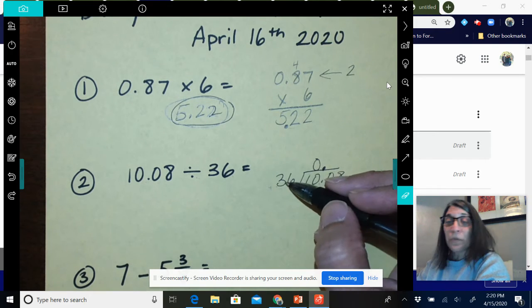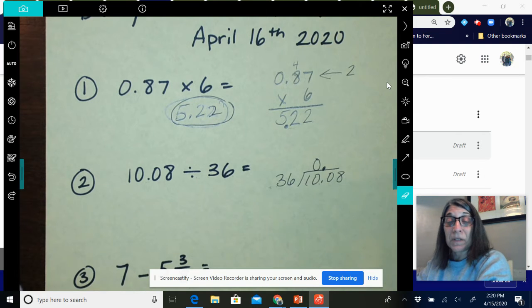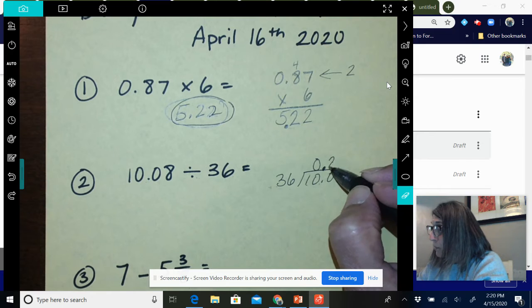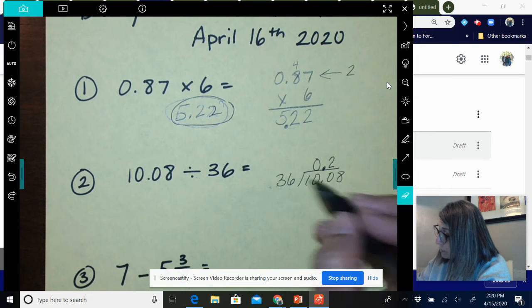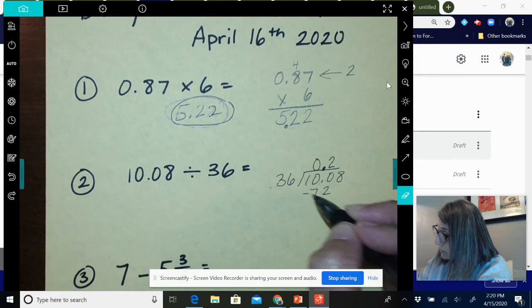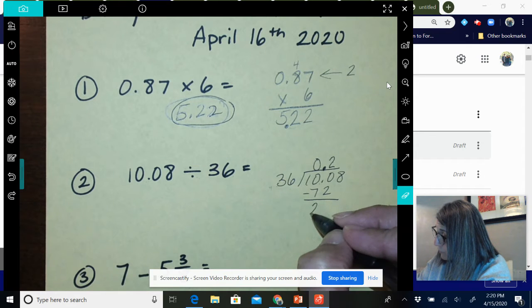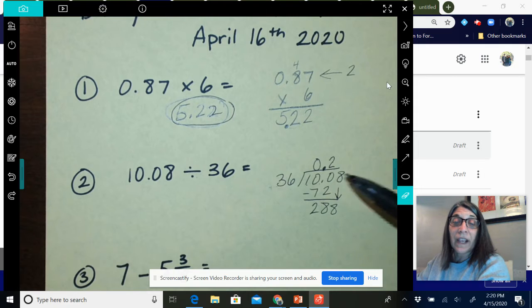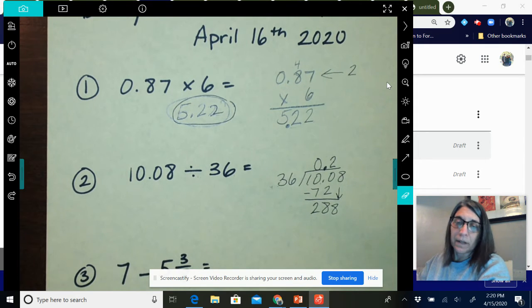Next thing I know is if I do 3, that's going to be too many, because 3 times 30 is already 90, and 3 times 6 is going to put me over 100, so it's got to be 2. When I do 2 times 36, I have 72. When I subtract that, I have 28. I bring down my other 8. Now this one, I started thinking, okay, I have a feeling this answer is a good even number. Well, it's a decimal, but whatever.